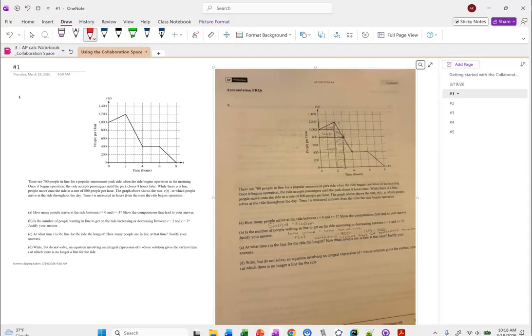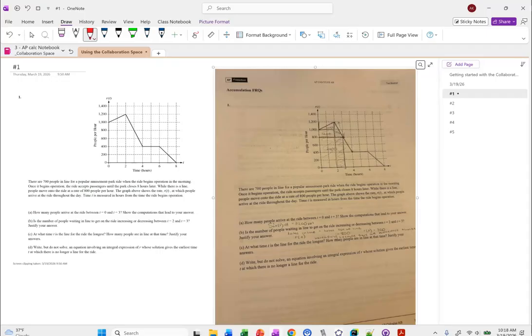Okay. So it says there's 700 people in line for a popular amusement park ride when the ride begins operation in the morning. Once it begins operation, the ride accepts passengers until the park closes 8 hours later. While there's a line, people move onto the ride at a rate of 800 people per hour. The graph above shows the rate R of t at which people arrive at the ride throughout the day. Time t is measured in hours from the time the ride begins operation. How many people arrive at the ride between hours 0 and 3? Show the computation that leads to your answer.